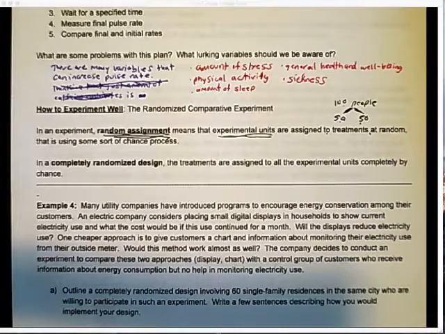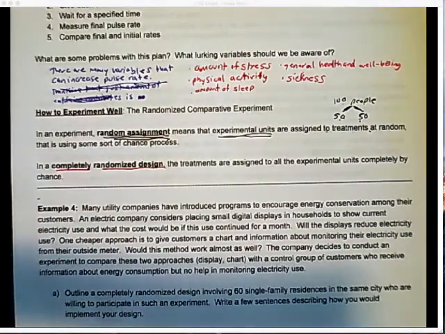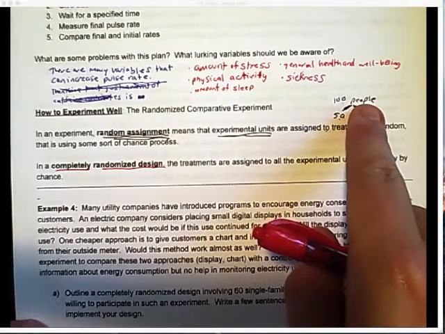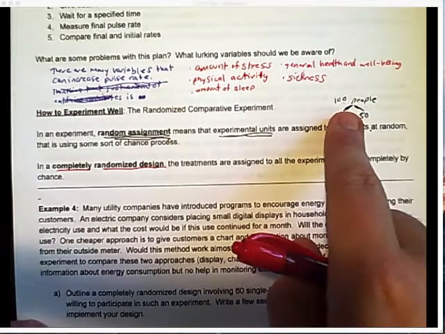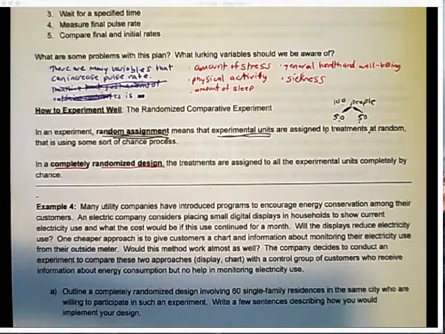Random assignment is crucial in experiments. Now, in a completely randomized design, the treatments are assigned to all the experimental units completely by chance. We'll talk about other types of design like block design and things like that, but that's kind of what I gave you up here. Completely randomized. So I flip a coin for each person. If it comes up heads, they get one drug. If it comes up tails, they get the other.